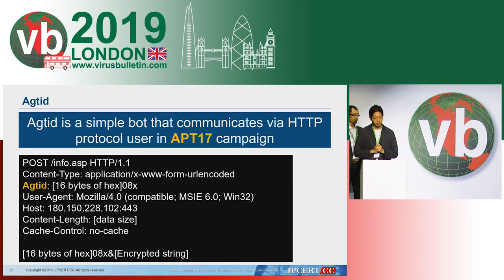Okay, and the next malware is AGTID. This malware was embedded with the Ichitaro exploit. AGTID is a simple bot that communicates via HTTP. This malware was used to attack Japanese enterprises in the APT17 campaign. The unique point of this malware is that it has a unique HTTP header named AGTID. The value of the AGTID header was random or used to identify the victim. This malware was used for the initial infection in the APT17 campaign.